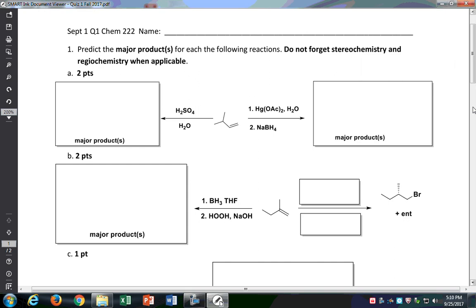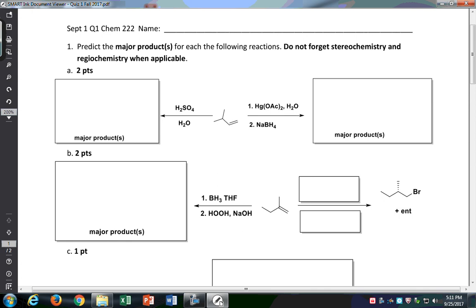Starting with quiz 1. First off, we're reacting a double bond with acid catalyzed hydration, which means we're going through our carbocation intermediate.